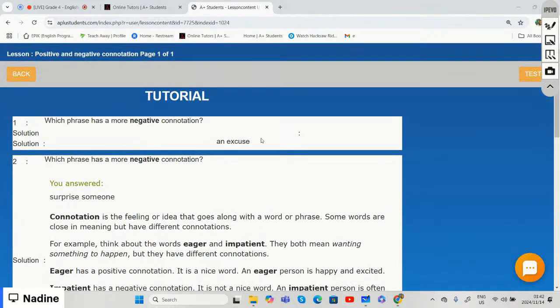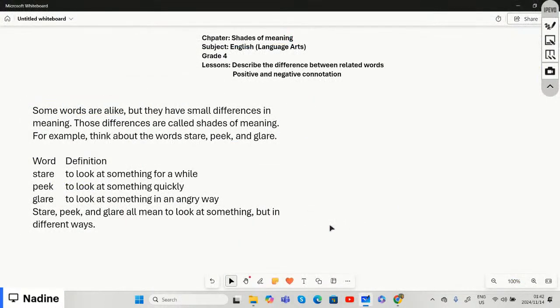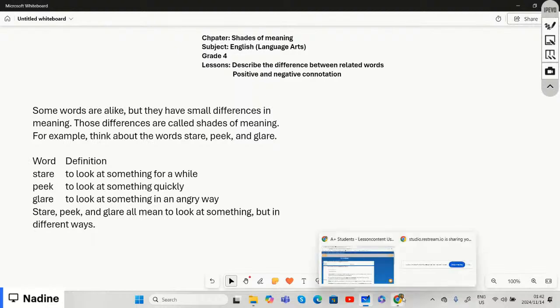All right. So now we said we are going to shades of meaning. We are describing the differences between related words. And here we made an example of stare and glare and peek. Those three words all have to do with looking at something, but it's looking at something in different ways.